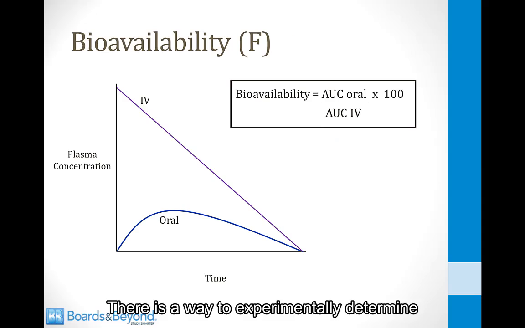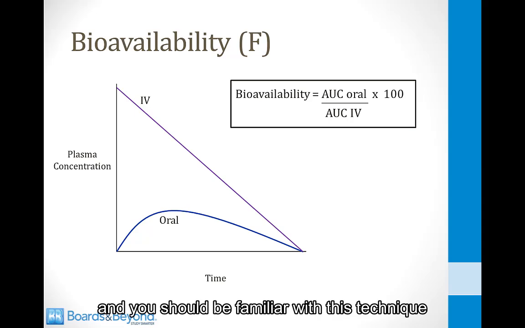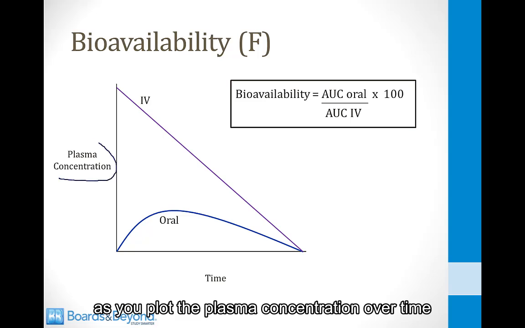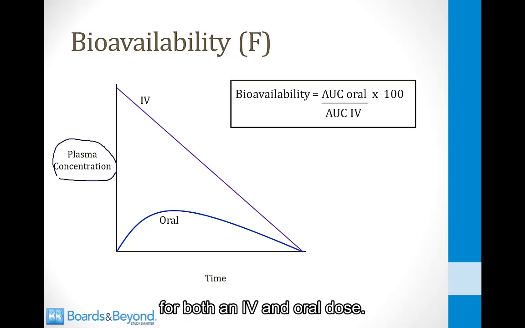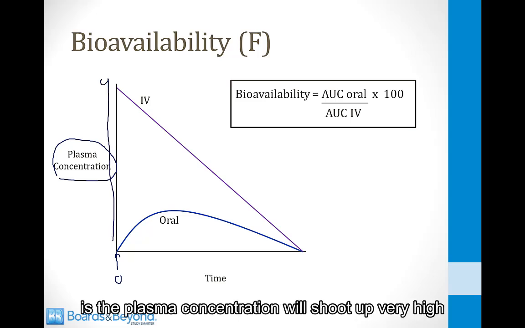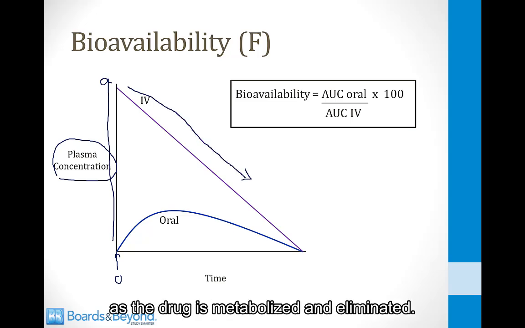There is a way to experimentally determine the bioavailability of a drug, and you should be familiar with this technique for your boards. The way you do this is you plot the plasma concentration over time for both an IV and oral dose. First we're going to administer an IV dose here at time 0, and what's going to happen, as you can imagine, is the plasma concentration will shoot up very high, and then it will steadily start to fall as the drug is metabolized and eliminated.